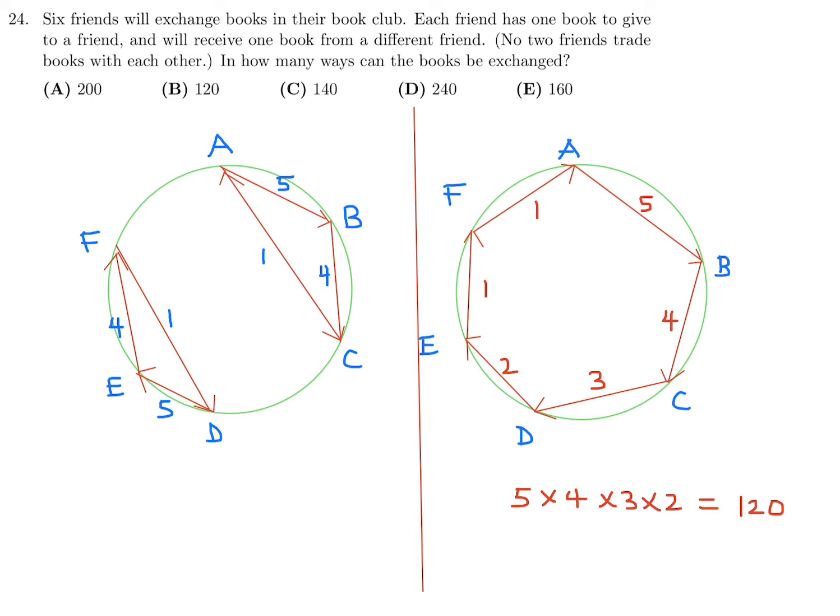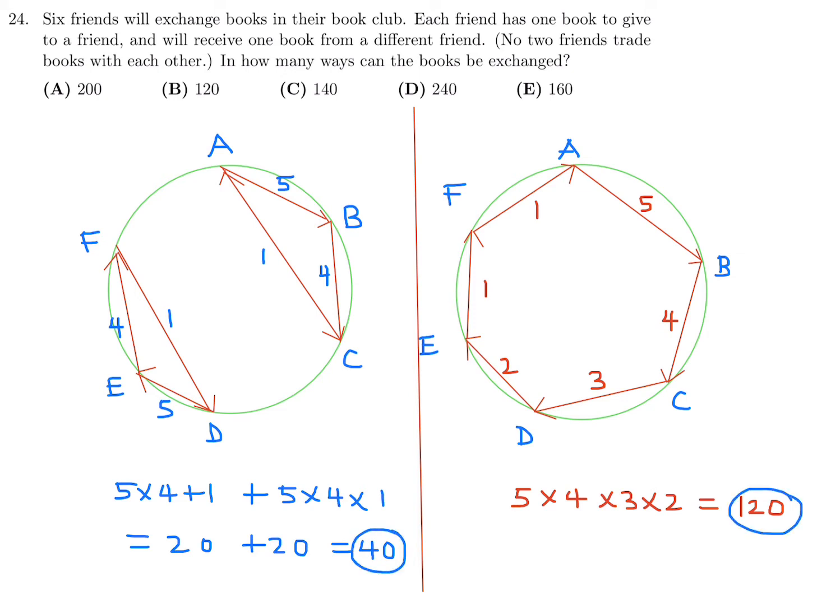So now we got to figure out the product. From here, it's 5 times 4 times 1. And then from here, we have another 5 times 4 times 1. So that means that's 20 plus 20, and that is 40. So we got 40 here, we got 120 here. So the grand total, if you add those two, is 160. So number 24, the answer is E.